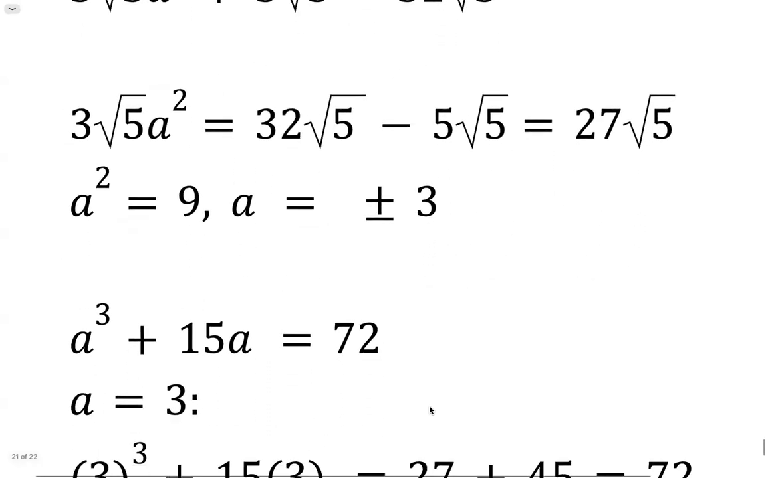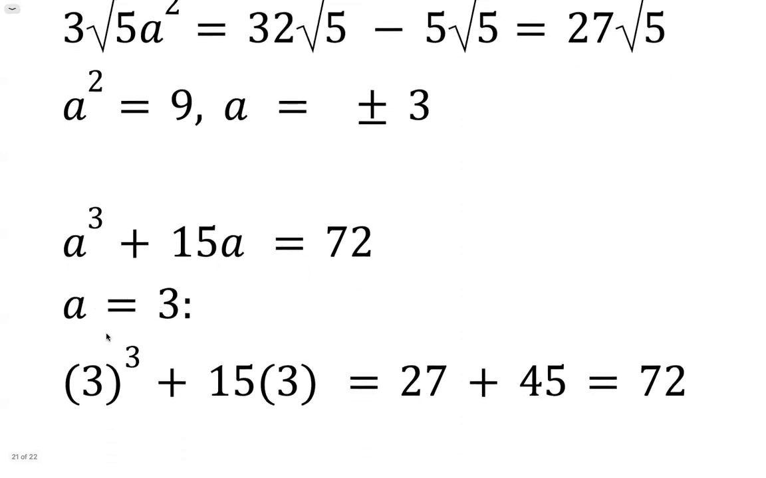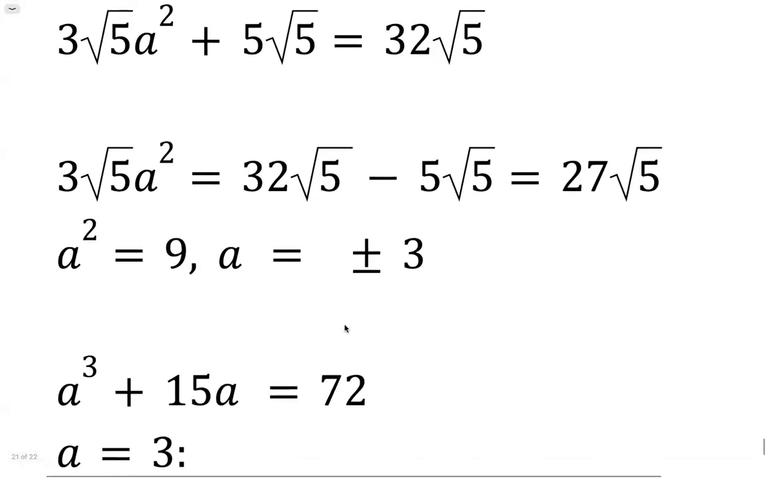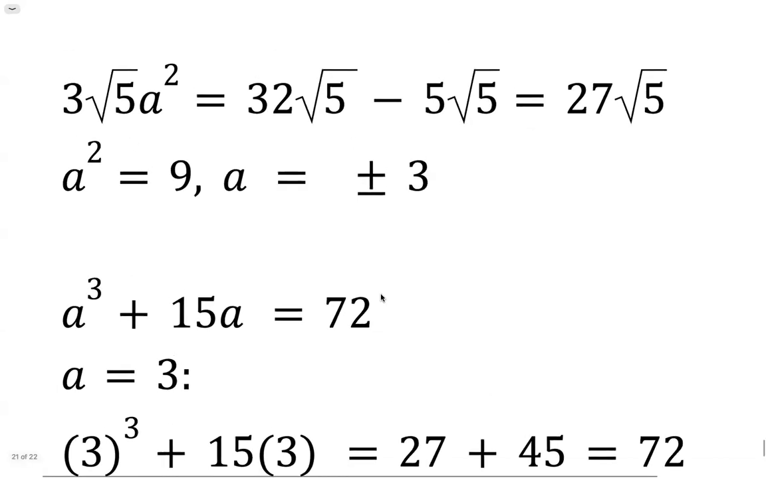Now let's put it back in, a equals 3 and a equals negative 3. If a equals positive 3, then 3 cubed is 27, and 15 times 3 is 45. Added together that is 72. Yes, so a equals 3 is a solution. What about negative 3? Negative 3 is not a solution. Let's see why. If a is negative, a cubed is negative and 15a is negative. It will be a negative number and won't be equal to 72. So we just ignore negative 3, and we only have one solution.